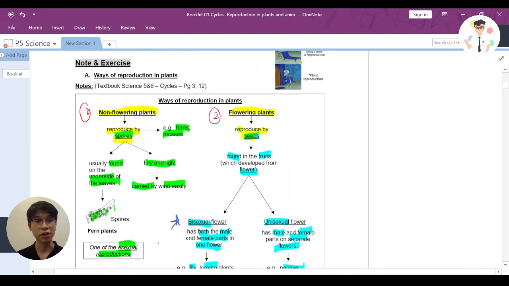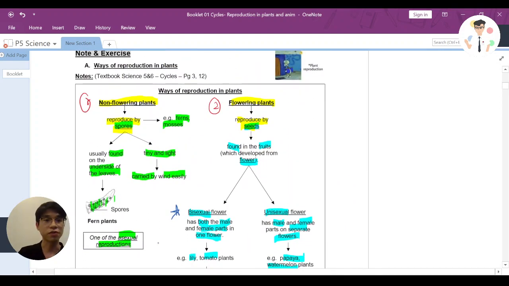So this video, in simple terms, is an introduction, and it covers non-flowering plants. But for the rest of this chapter, or this booklet on reproduction in plants, we will be focusing on the flowering plants, okay?